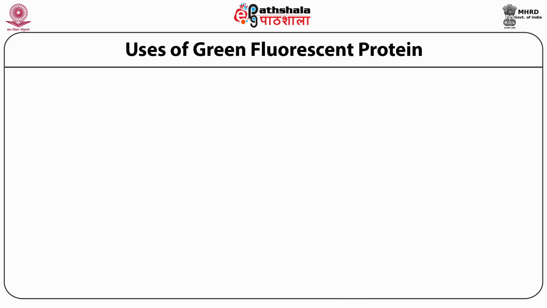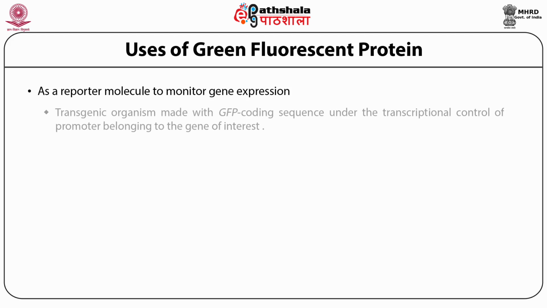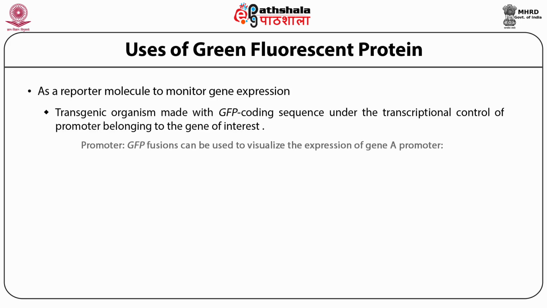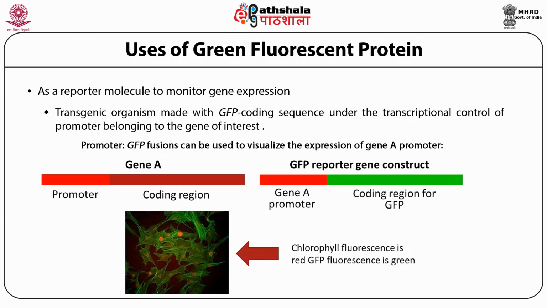Uses of green fluorescent protein as a reporter molecule to monitor gene expression: a transgenic organism is made with the GFP coding sequence under the transcriptional control of a promoter belonging to a gene of interest. You can take any promoter and fuse this gene to it and use it to visualize the expression of the promoter. Here it's depicted: a gene A promoter is taken and cloned, GFP is cloned downstream of that and used for transformation of plant or animal cells. You can see in whichever cell this protein is expressed, they fluoresce a green color.